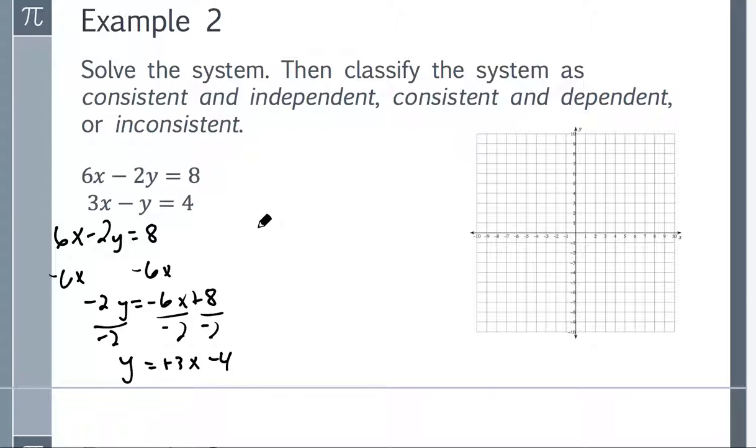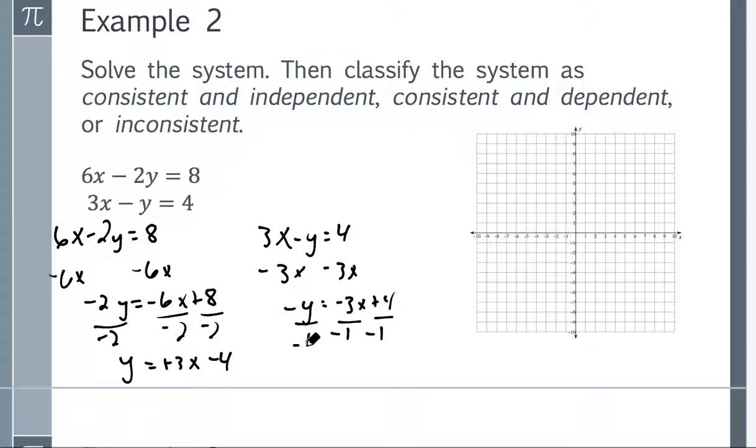All right, let's try the next equation. 3x minus y equals 4. Subtract 3x from both sides. So you have negative y equals negative 3x plus 4. Divide everything by negative 1. And you have y equals positive 3x minus 4.